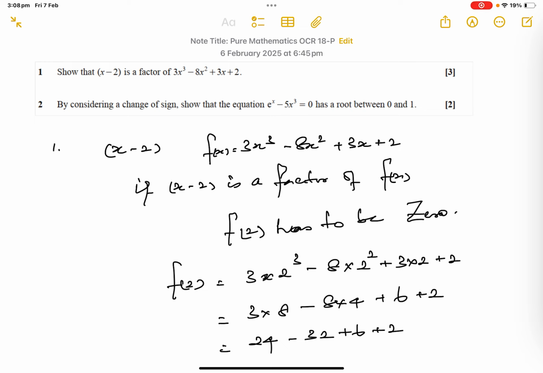A past question on pure mathematics. It's from an Oxford and Cambridge past paper.